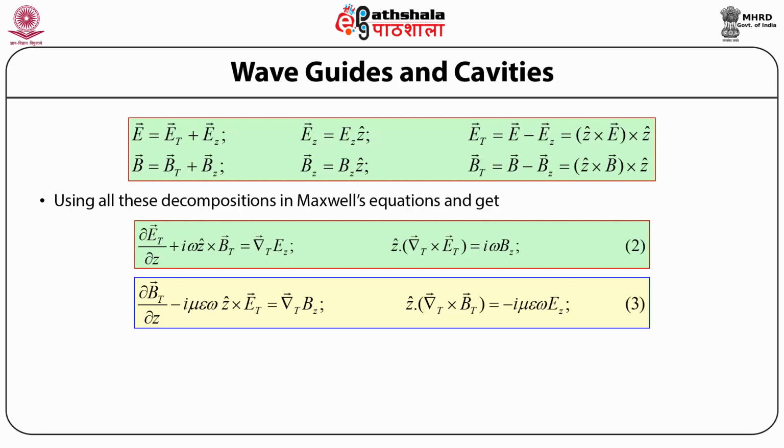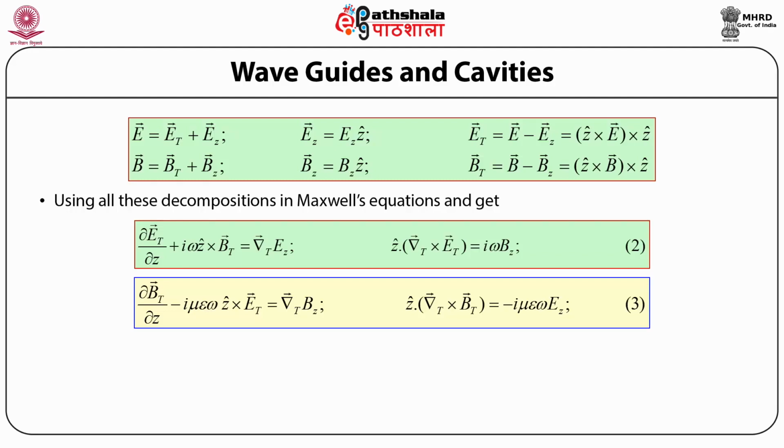The other set of equations that we get are the partial derivative of the transverse component of the magnetic field induction vector B with respect to z minus i mu epsilon omega times the cross product of the unit vector z with the transverse component of the electric field vector E is equal to the transverse del operator acting on the z component of the magnetic field induction, and the dot product of the unit vector z with the cross product of the transverse del operator and the transverse component of the magnetic field induction vector B is equal to minus i mu epsilon omega times the z component of the electric field.